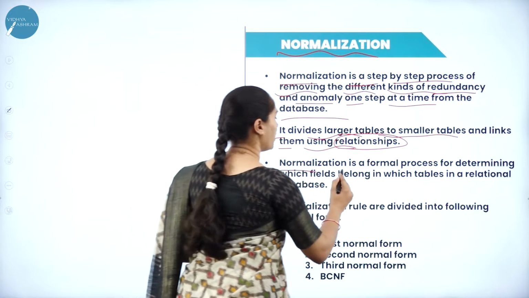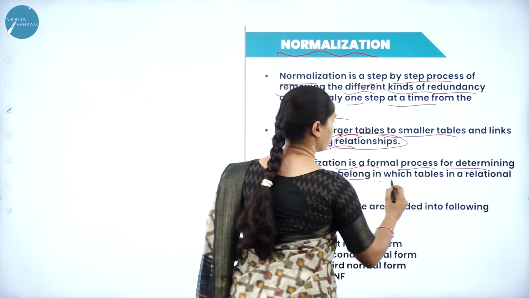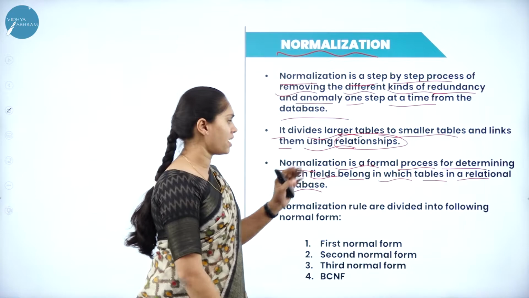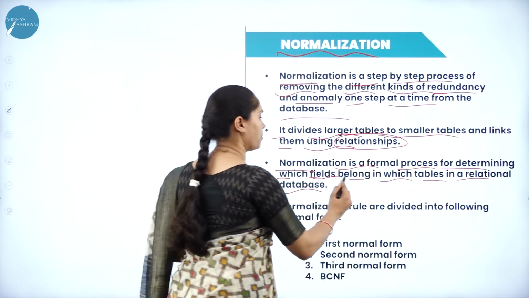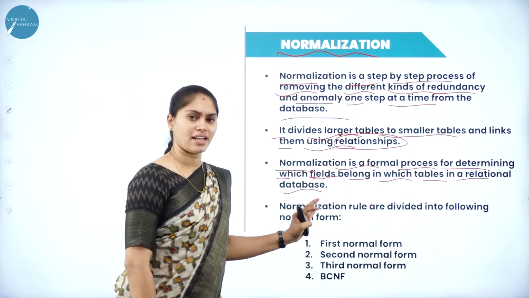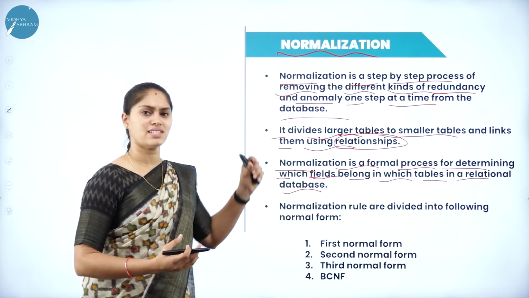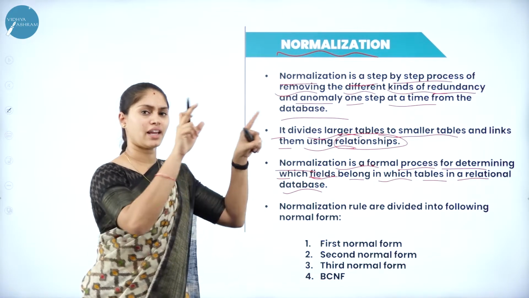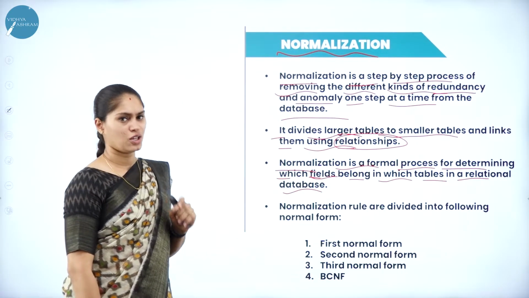And also normalization is a formal process for determining which fields belong in which tables in a relational database. This normalization will determine which field belongs in which table in a relational database. If I have a relational database, then there will be more tables, and if I say SID or a student ID, which table in the database does that student ID belong to? That will be specified with the help of this normalization.